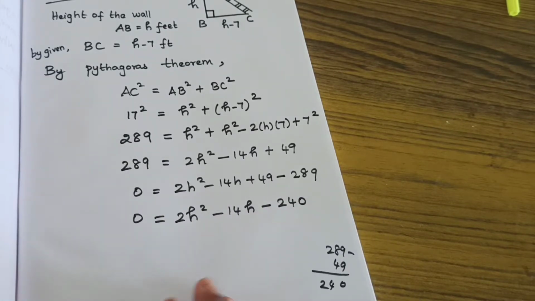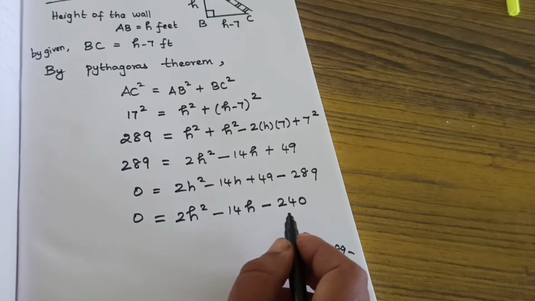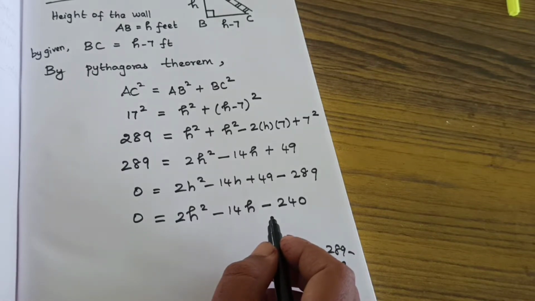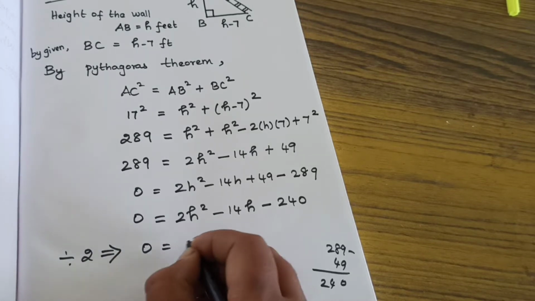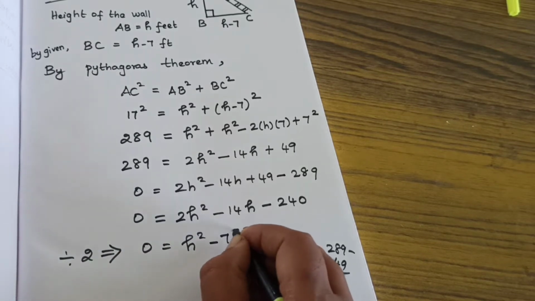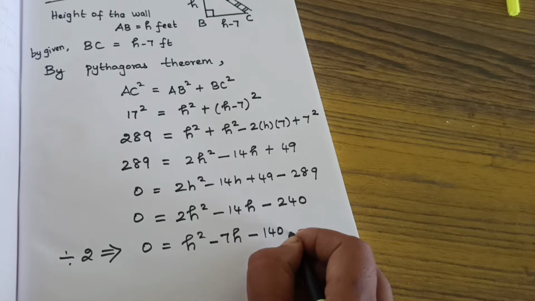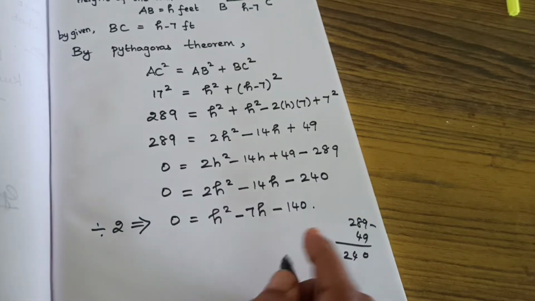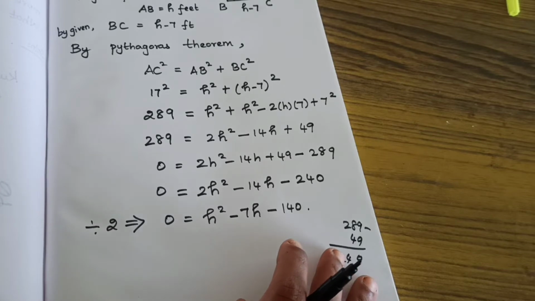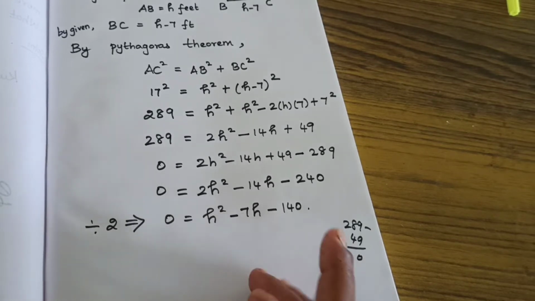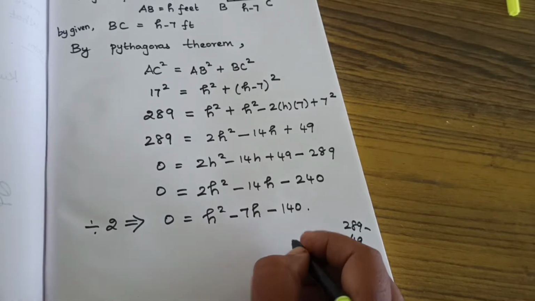Correct. So again it is possible, 240 comes in which table? Second table. So you can divide it by 2. 0 equal to h square minus 7h minus 140. Now you can solve using factorization method, otherwise completing the square, otherwise which one? Formula method. So here we can use factorization method.